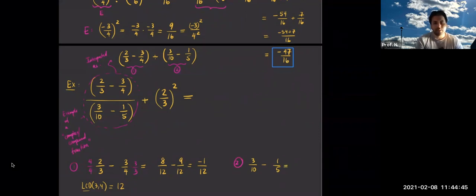Isn't it all the same once you simplify it? What do you mean by all the same? What's all the same? 24. Oh, I see what you mean. Right. I never said that you can't use 24. I'm just saying that's not the least common denominator.